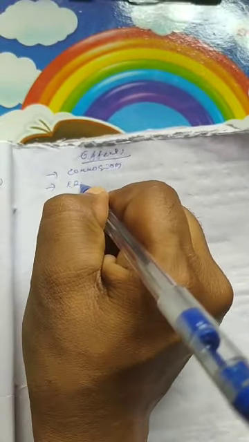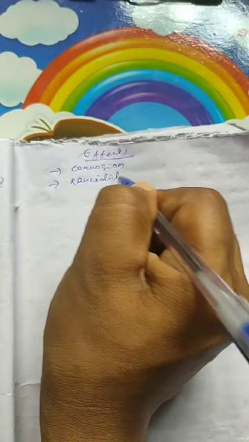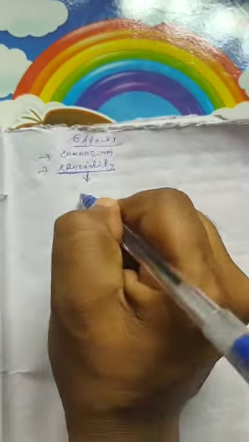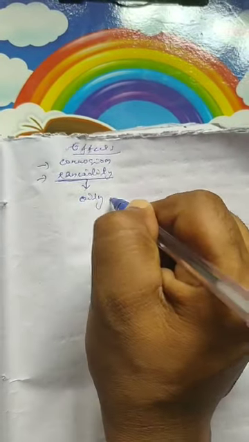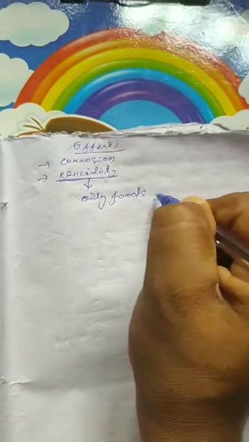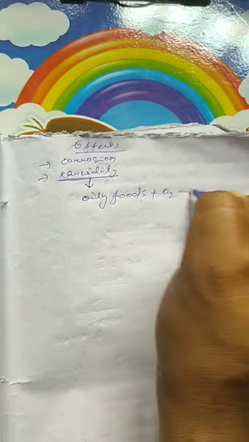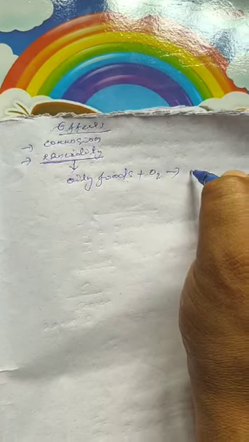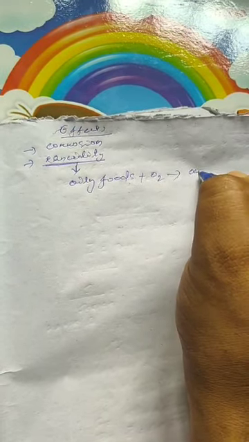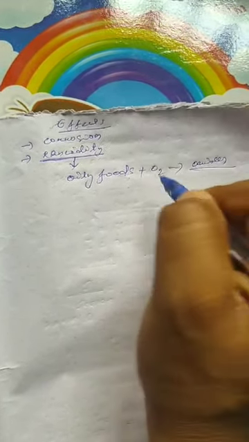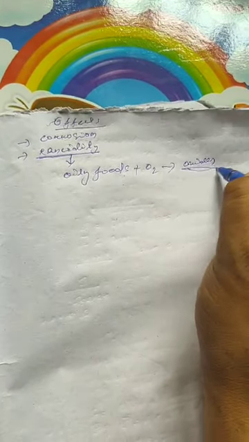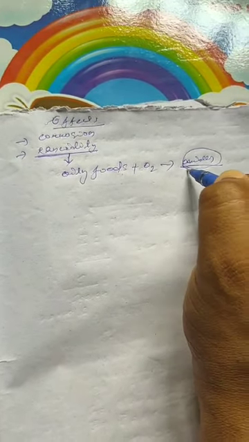But a new term is rancidity. What do you mean by rancidity? Rancidity means that when oily foods combine with oxygen, that means they get oxygen, it forms the oxides of this oil, oxides of that substance, which produce a foul smell. That means a bad smell, and also damage the food. That is known as rancidity.